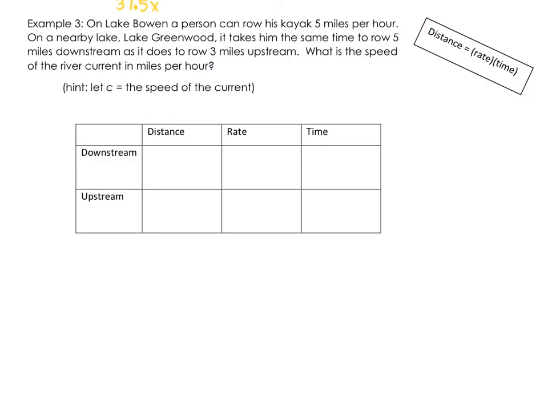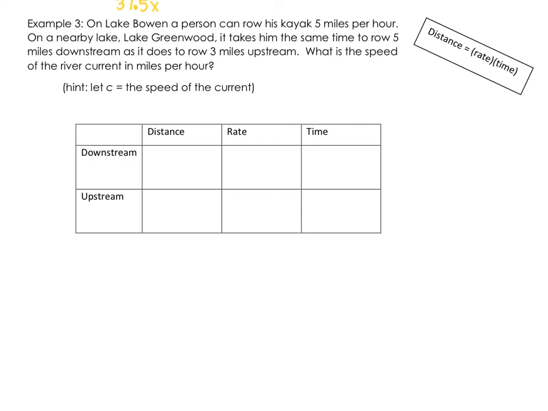My last example says, on Lake Bowen, a person can row his kayak 5 miles per hour. On a nearby lake, Lake Greenwood, it takes him the same time to row 5 miles downstream as it takes to row 3 miles upstream. What is the speed of the river current in miles per hour?